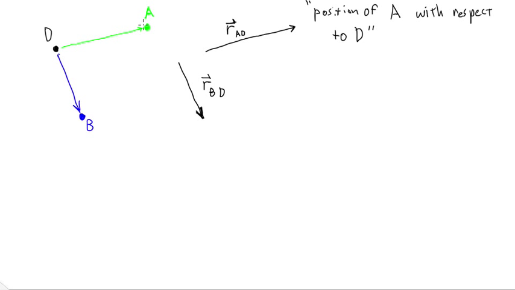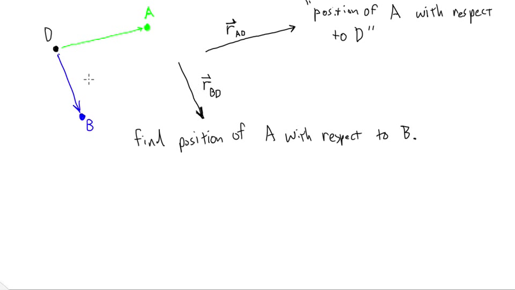Here's the position of Alice. Here's the position of Bobby. Now, what I want to do is find the position of Alice with respect to Bobby. One way to think of this is that these two are positions measured in a coordinate system that's centered on Dad.